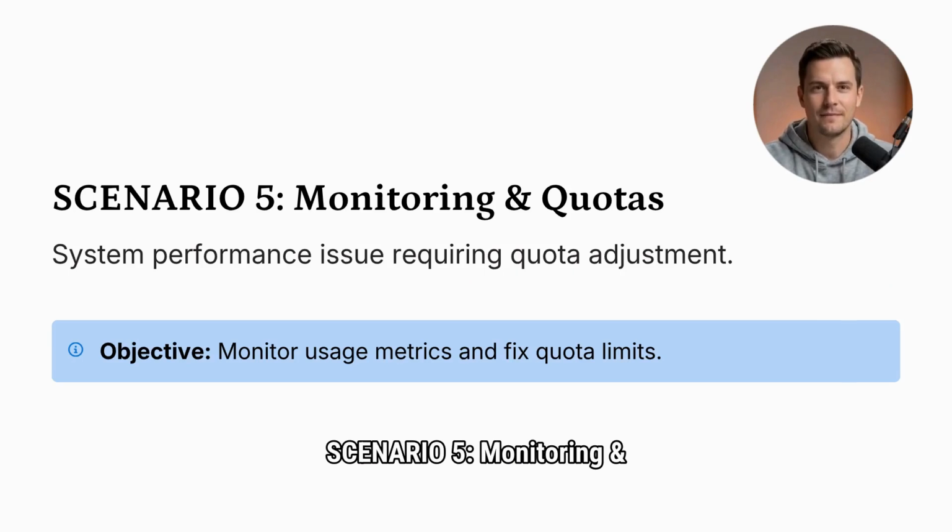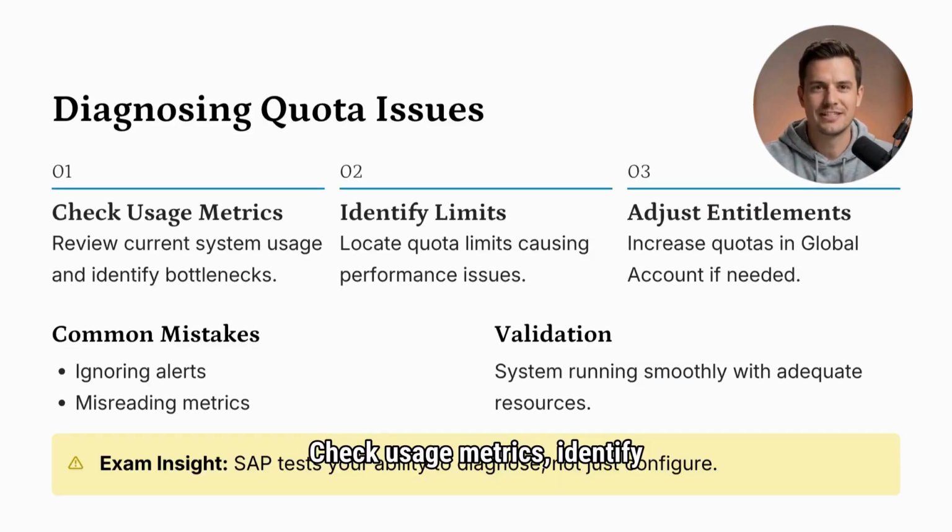Scenario 5. Monitoring and quotas. System performance issue. Objective: monitor usage and fix quota. Check usage metrics, identify quota limits, and adjust entitlements if needed. Common mistakes include ignoring alerts and misreading metrics. For validation, ensure the system is running smoothly. Exam Insight: SAP tests your ability to diagnose, not just configure.